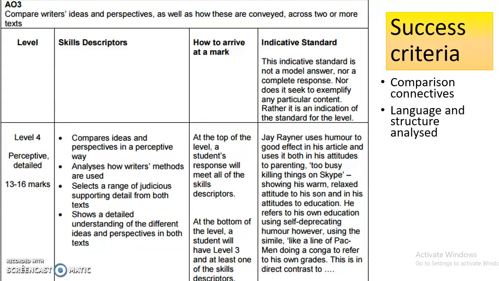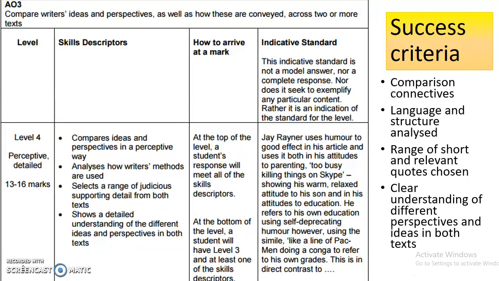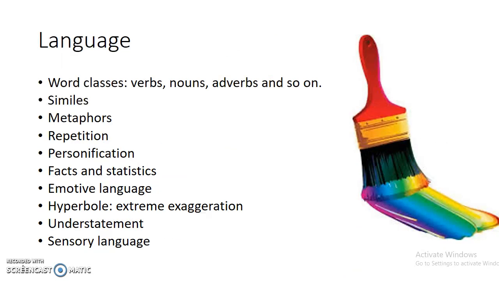Number 2, methods. You need to know your language techniques, you need to know your literary terms, you need to know your structural techniques, okay? So start revising those. A range of short quotes and a clear understanding of the writer's different attitudes, the writer's different opinions to the same topic.